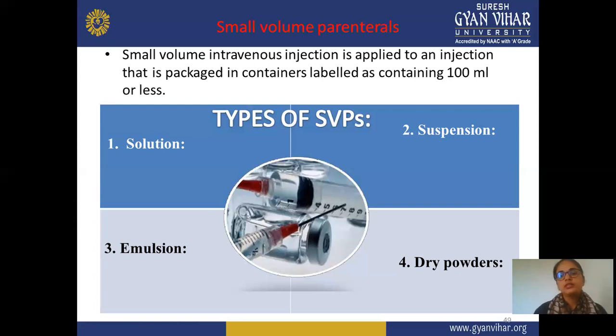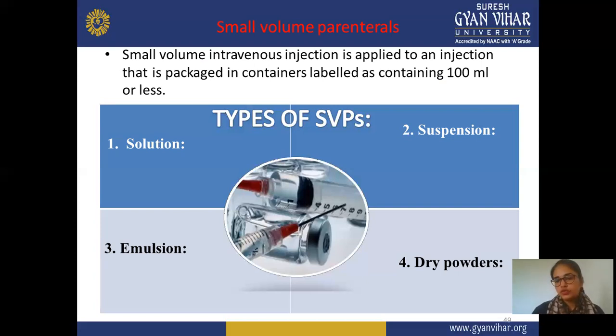Next is types of small volume parenteral. It is also divided into four types. Large volume parenterals are also divided into 4 parts that we have previously discussed: irrigating, cardiogenic solution, and irrigating solution. So these 4 types we already discussed for large volume parenteral, and small volume parenteral is also divided into 4 types or 4 categories.